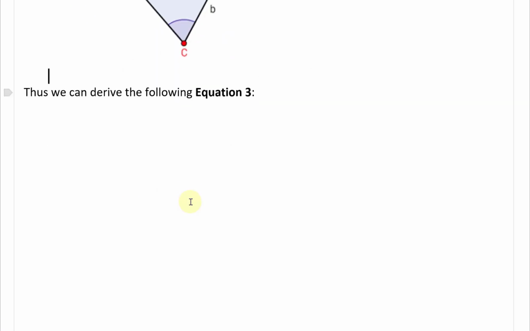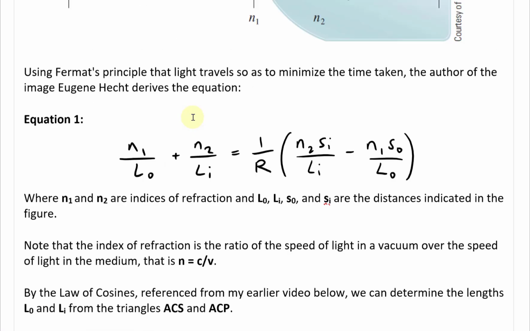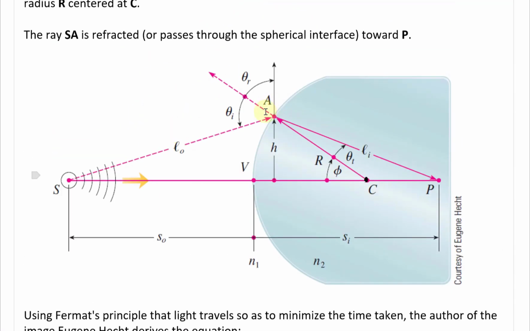Anyway, thus we can derive the following equation 3, and that's what we'll call it, which is actually a pair of equations for both of the lengths. So let's look at this one here. Let's look at ACS, or in other words, this triangle with the L0, and there's a phi right there, that angle phi.